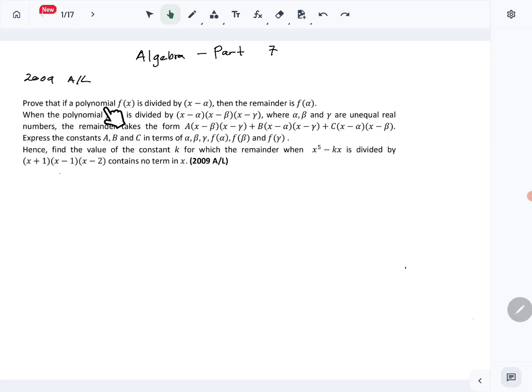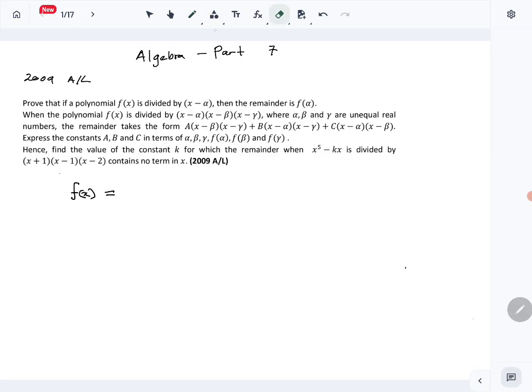So first part is what? Proving the remainder theorem. Given a polynomial f(x), if you divide it by x minus alpha, the remainder is given by f(alpha). So we have done this several times. We'll do it quickly. So you use what? Division algorithm form.